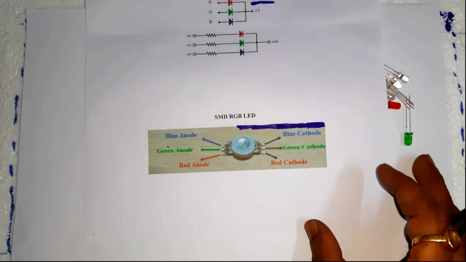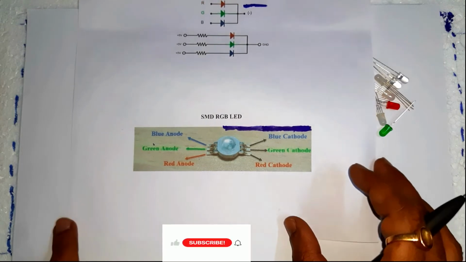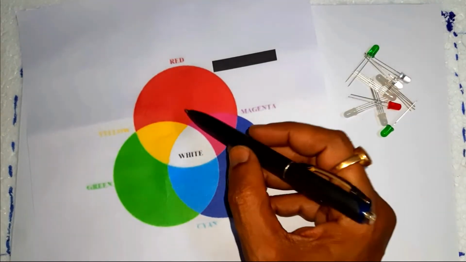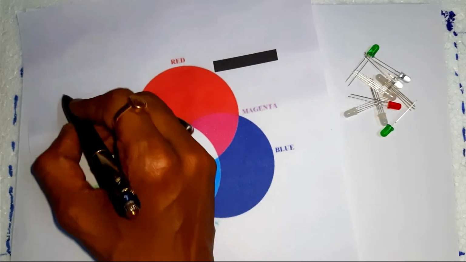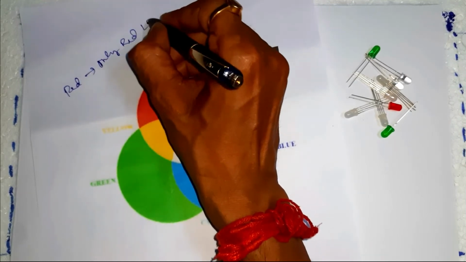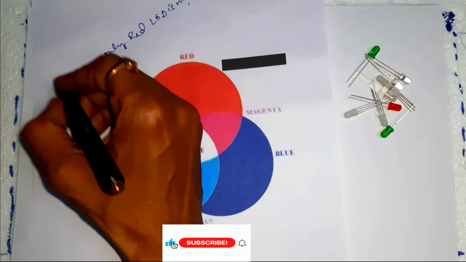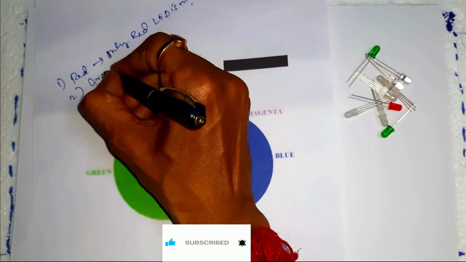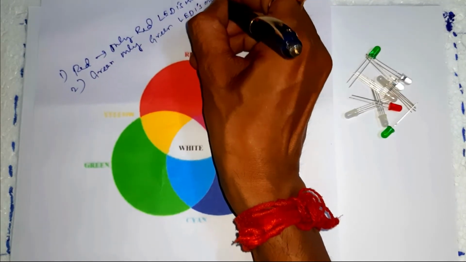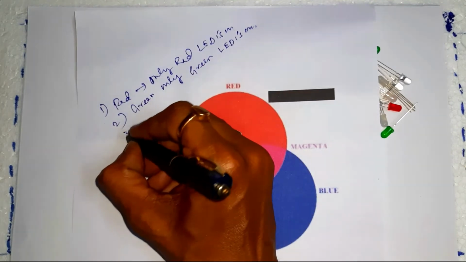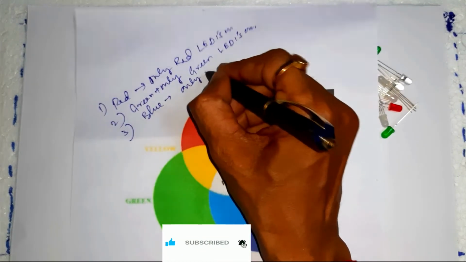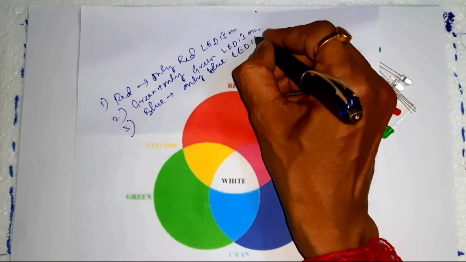Using an RGB LED, you can ideally generate any color by controlling the brightness of the individual red, green and blue LEDs. So we are getting 7 colors. Number 1, red, only the red LED is on. Number 2, green, only the green LED is on. Number 3, blue, only the blue LED is on.